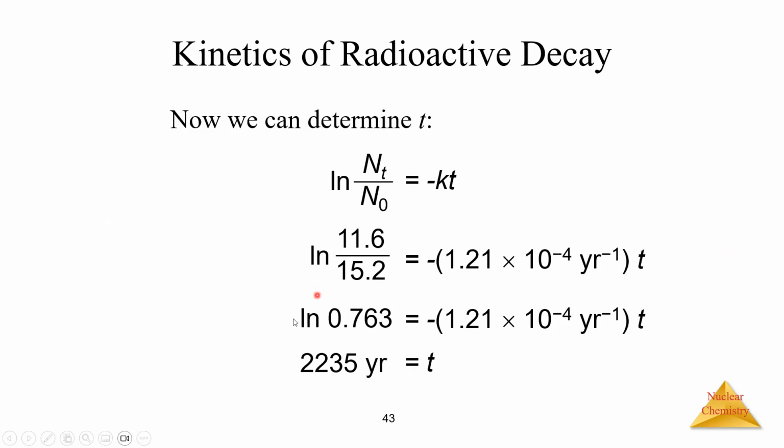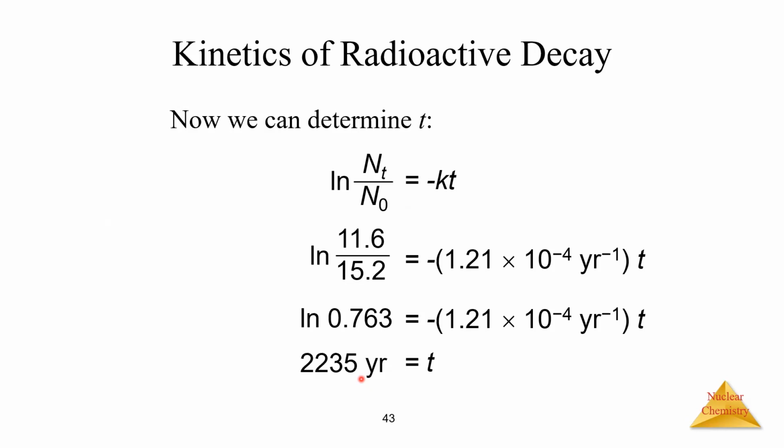So we can just go through, make this just a regular number, 0.763, take the natural log of it. And then what we'll do is divide by negative k, just to get t by itself. And what we'll see in this case is we're going to have a time of 2,235 years.